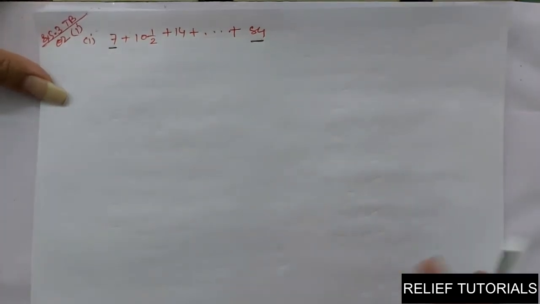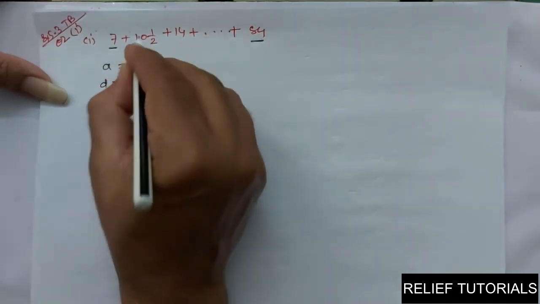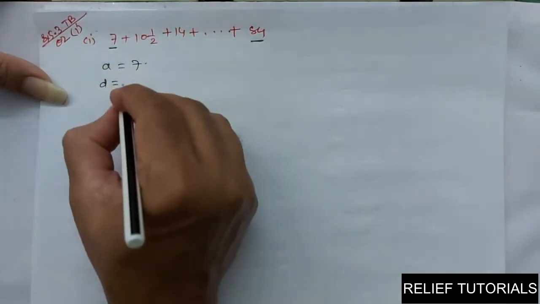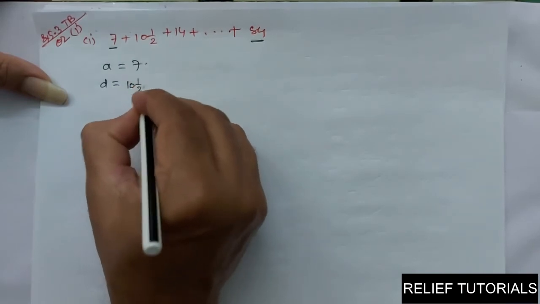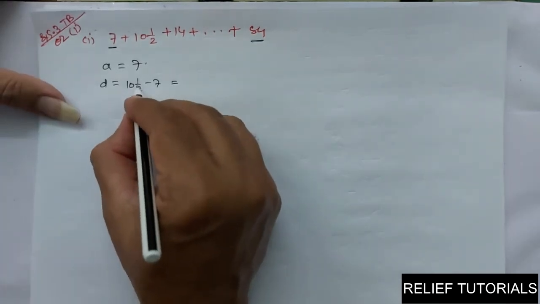Okay, see how we'll do this. We have learned in the previous case, a is equal to 7. Now the difference is equal to 10 and a half minus 7. 10 and a half means 10.5, so 10.5 minus 7.